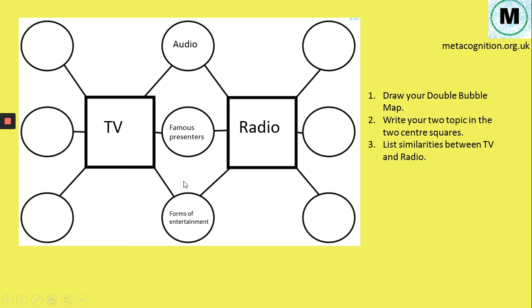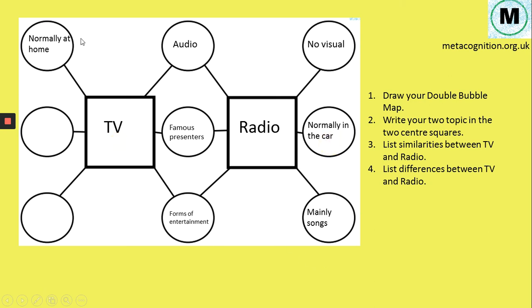And now I start to look at the differences. So what's different between them? For example, a radio, you can't see it, it's not visual. You normally listen to it in the car, and it's normally a lot of songs. But the TV, you normally watch that at home. It's visual, you're watching it, and you normally have more choices, more TV shows to watch, or more things you can watch on Netflix or Amazon than you can on the radio.